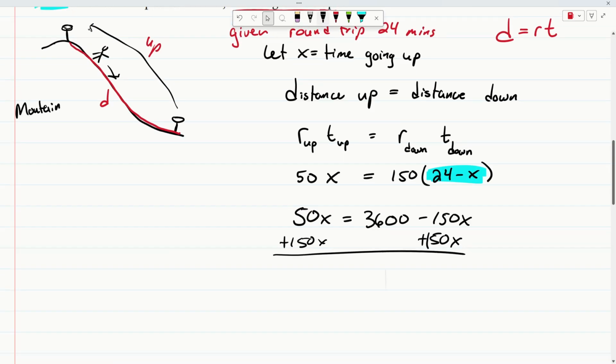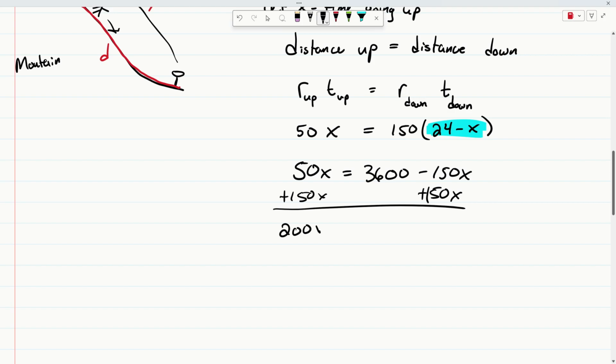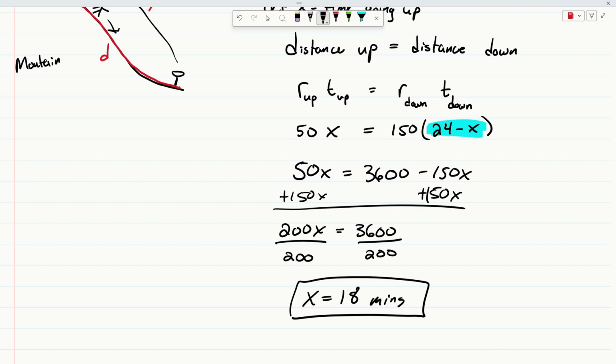That's going to give me 200x equals 3,600. Divide both sides by 200 to give me x equals 18 minutes. Now, this just tells me how long it took us to go up. Okay? We could take this value and substitute it into either one of the equations above, whether it's the left or the right, to determine the distance of this hill.